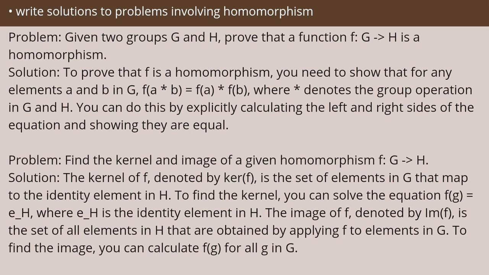You can do this by explicitly calculating the left and right sides of the equation and showing they are equal. Let's have problem number 2. Find the kernel and image of a given homomorphism f: G to H.